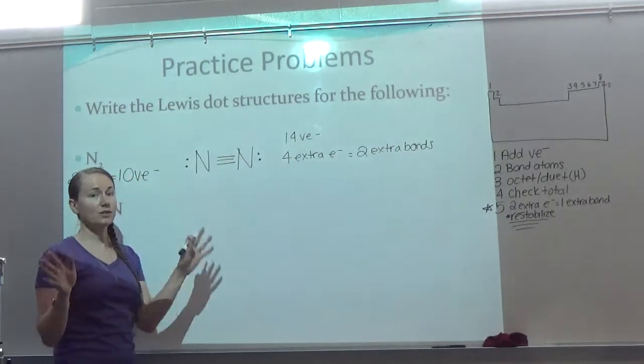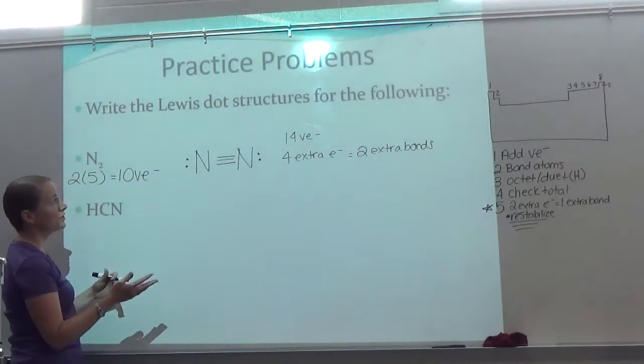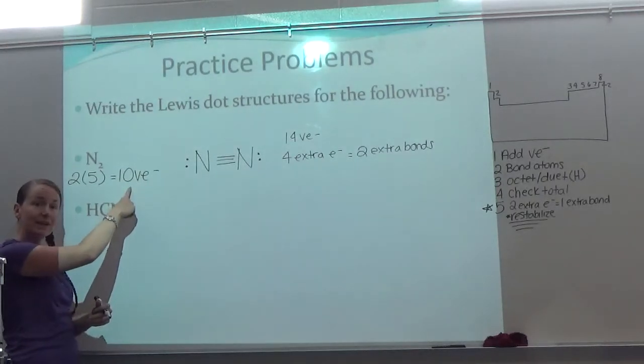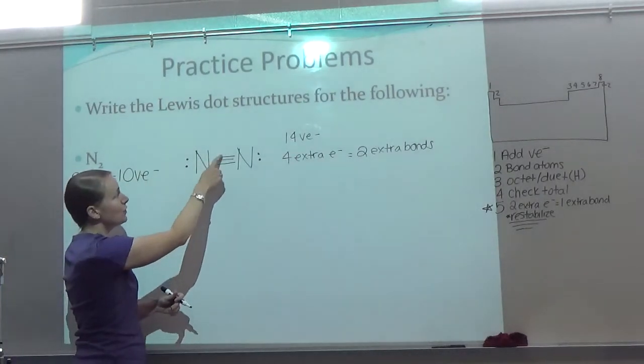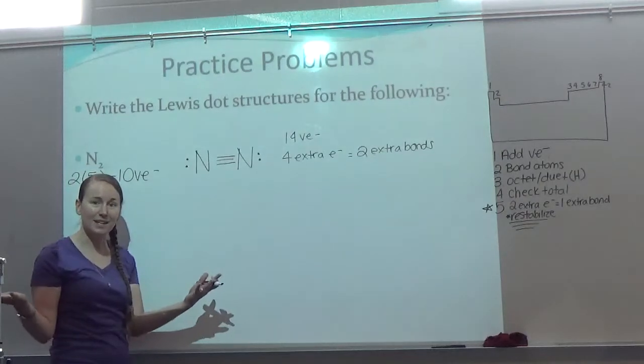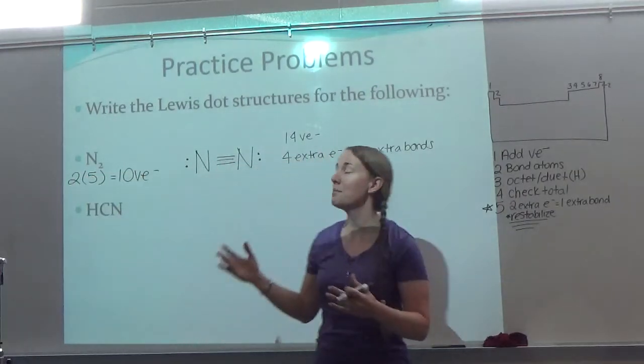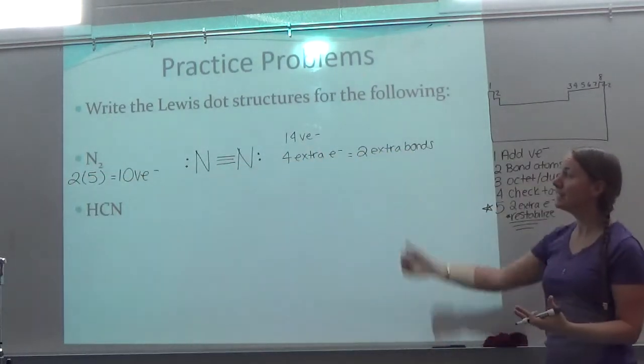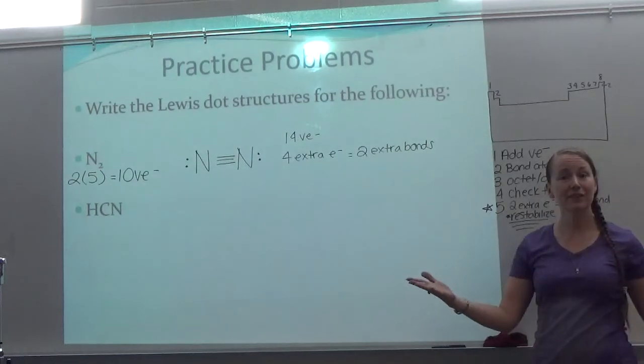So everybody's still stable, but now let's check our total. I'm only allowed to have 10 valence electrons. I have 2, 4, 6, 8, 10. So we're done. All right, so hopefully you at least got partway through that one, or hopefully you just got the total right.